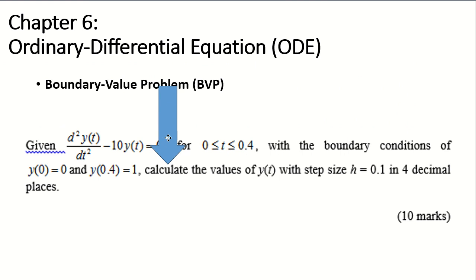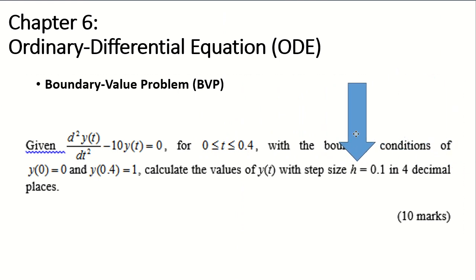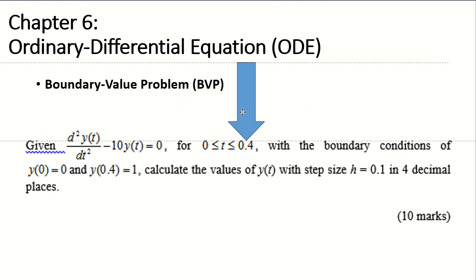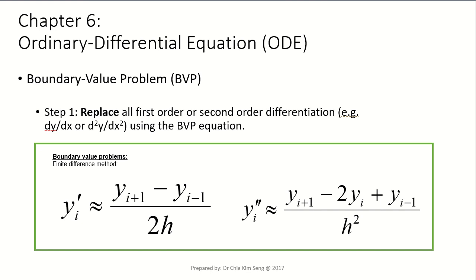And let us continue to read the question. Calculate the value of y(t) when the step size h equals 0.1, in 4 decimal places. So when you come to the table, the table should start with 0, next 0.1, 0.2, 0.3, and lastly 0.4. This is what should appear in your mind when you analyze the equation. Please pause the video again if you need some time to read the question. So we move on to the next slide.